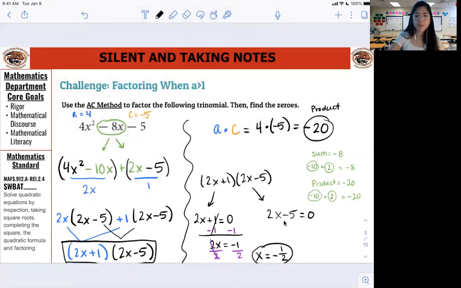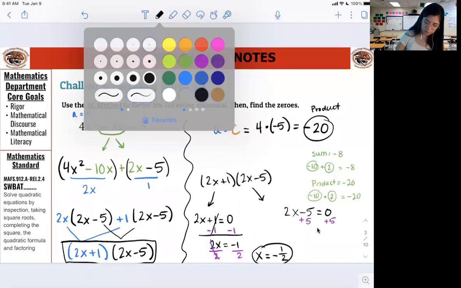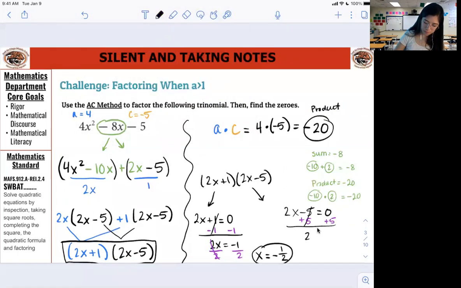And then over here, what do I do to this one? The same thing, but instead it's different. You add the 5, and then you're left with 2x equals +5. And then in order to get the x by itself, you divide it by 2, and you do the same thing on both sides. Good. And 5 divided by 2, I'm just going to leave it as a fraction. x equals 5/2, and x equals -1/2.